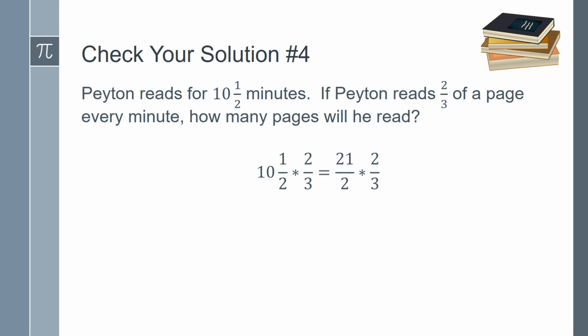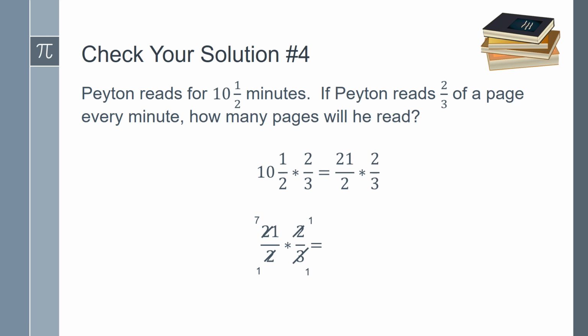So now we have 21/2 times 2/3. We know that 21 and 3 share 3 as a greatest common factor. So if we divide 21 by 3, we find that it's 7, and if we divide 3 by 3, we have 1. We also have 2 and 2, and the greatest common factor is 2, so we can reduce them down each into 1.